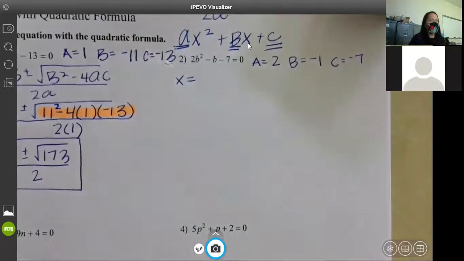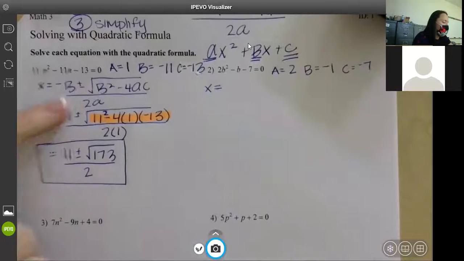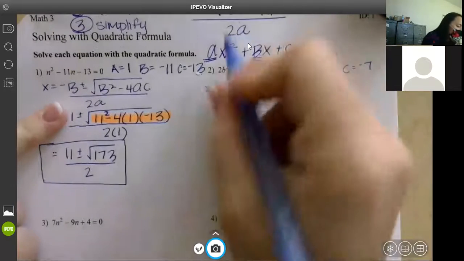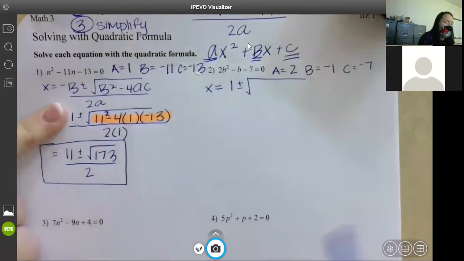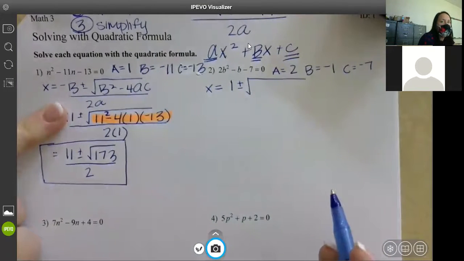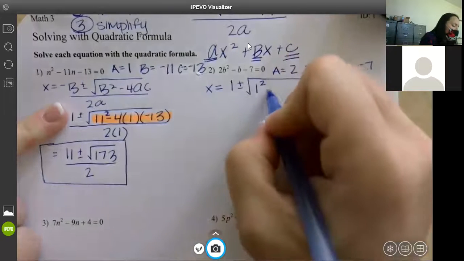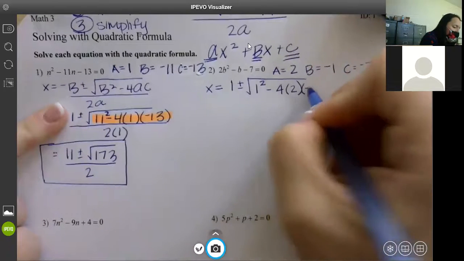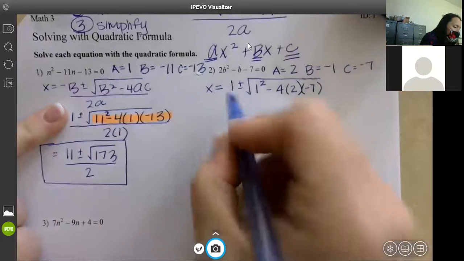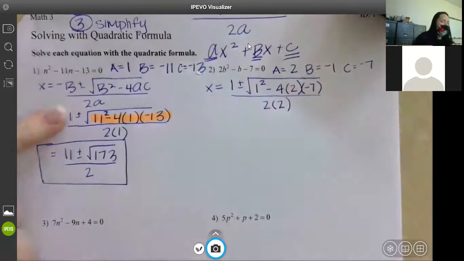All right. You guys see your formula right here. I'm just going to follow through. Change the sign of b. So b was negative 1. Now it's going to be positive 1, plus or minus a big fat square root. Again, inside I always keep it positive. So 1 squared minus 4 times a, which is 2, times c, which is negative 7, all over 2 times 2.